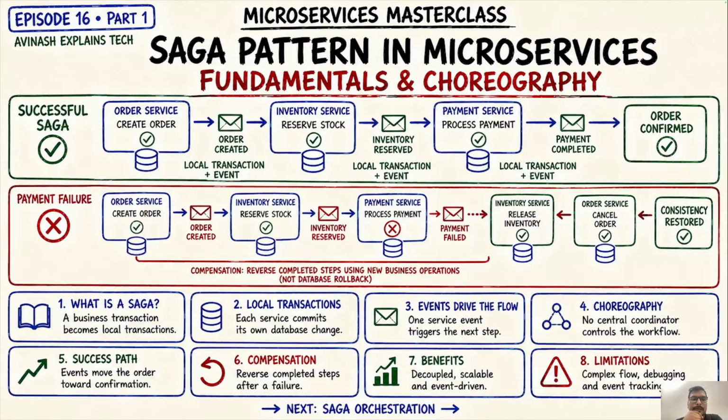The order service receives the failure and inventory released events. It changes the order status to cancelled. Now the system has reached a consistent business state. Payment was not collected, inventory is available again, and the order is cancelled. This is how a saga recovers from a partial failure.